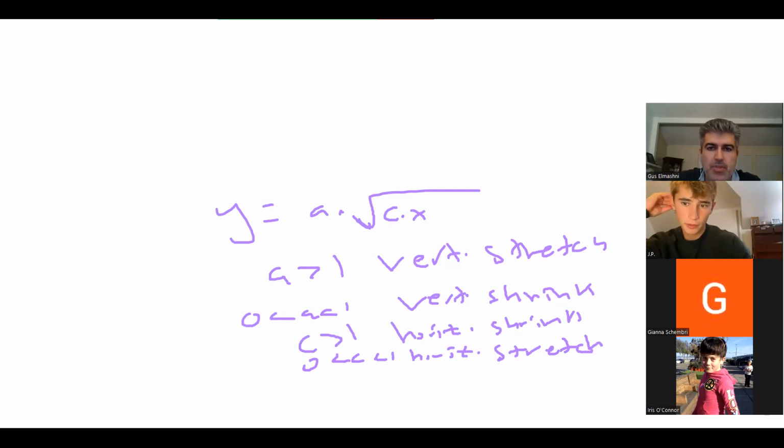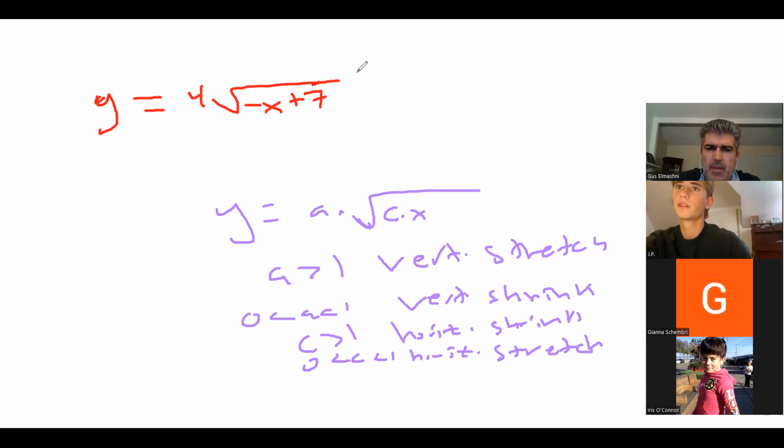Yep. So now let's do the one you just said. So you said what we said in the previous packet, and I'm going to do one of the domain range type stuff after this, and then we could do another difference quotient. So if you have y equals, say, what was it again? 4√(-x+7) plus 2, negative 7's on the outside. Oh, plus 2. Hold on.